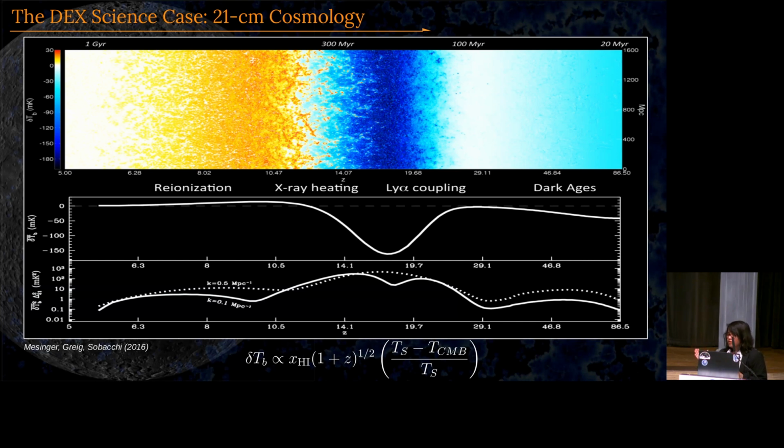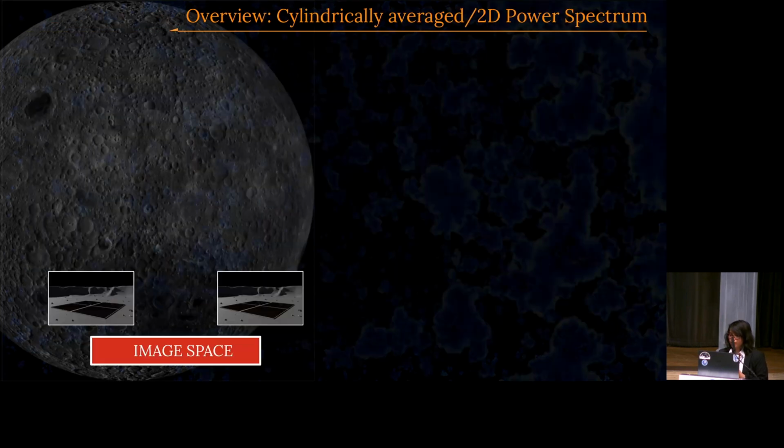And I will be focusing on just one of the statistics, that's the power spectrum, which you can see in the top row. This is basically the amplitude of the fluctuation of the signal on different spatial scales. Now, just to give you an understanding of what exactly a power spectrum is. There are three different ways by which we can estimate the power spectrum, but for my talk, I will focus only on one of them, and this is the cylindrically averaged or 2D power spectrum.